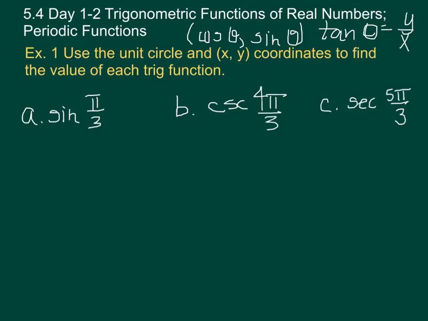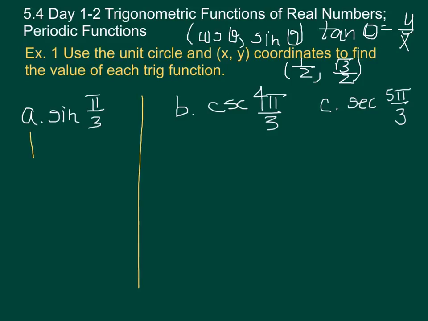So if you notice, for example 1, a, b, and c, they are all thirds of pi. So if you remember, pi over 3 is 60 degrees. So this point would be 1 over 2, comma, square root of 3 over 2. So we're going to use this same ordered pair for all three of these examples. So let's look at A.